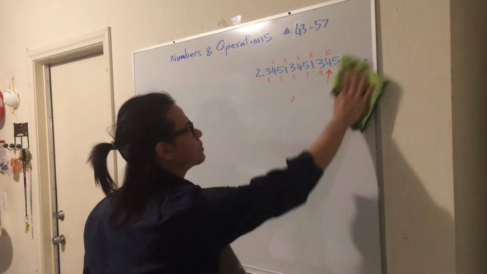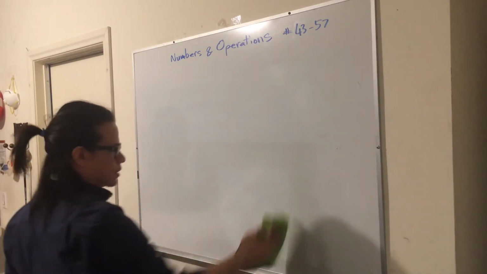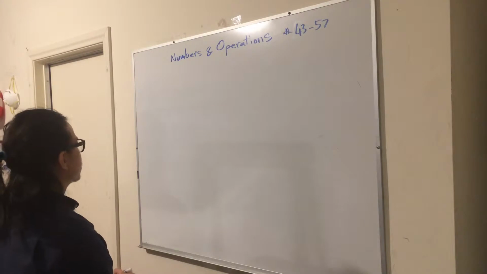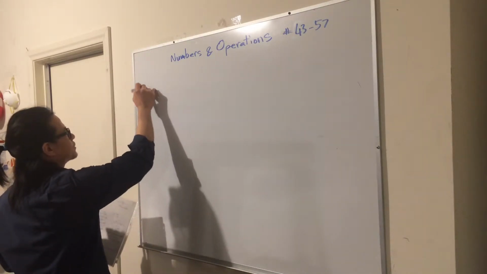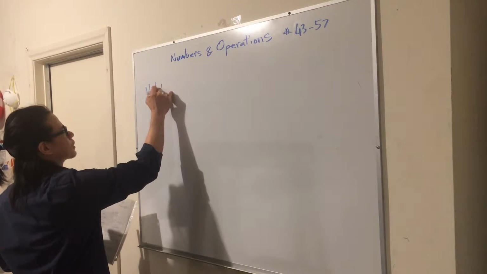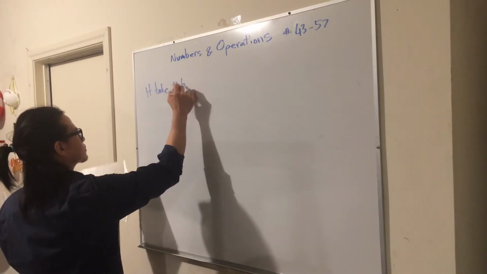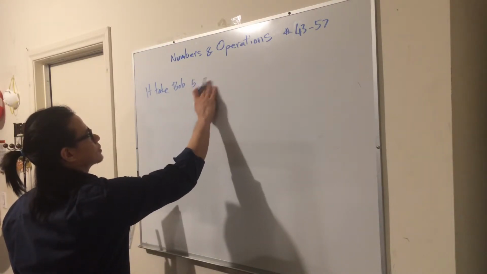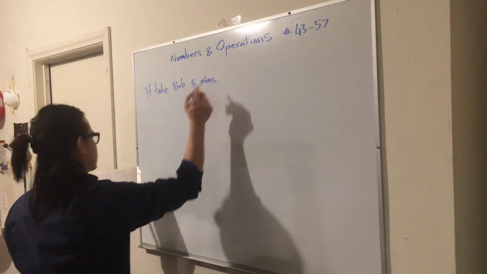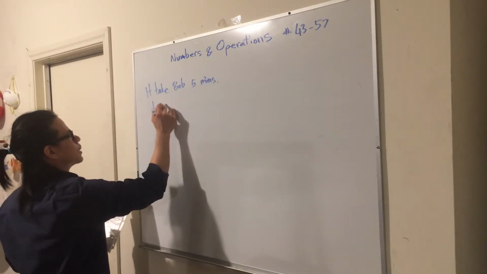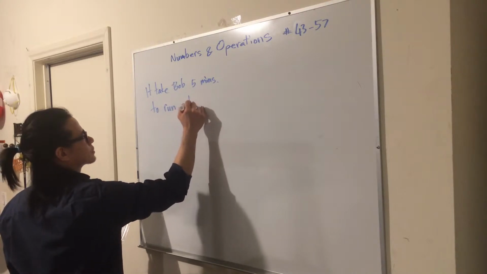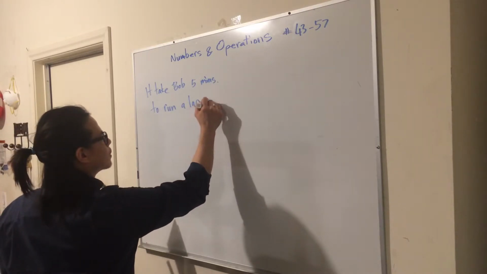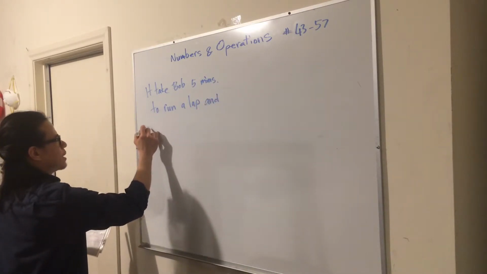Okay, let's look at another word problem where we have 2 runners. Let's say it takes Bob 5 minutes to run a lap. And it takes Sue 2 minutes to run a lap.